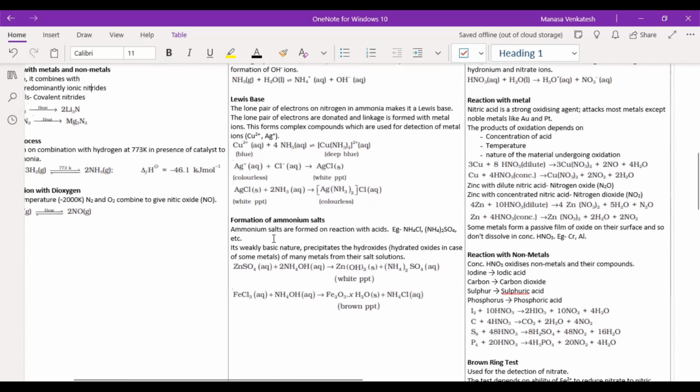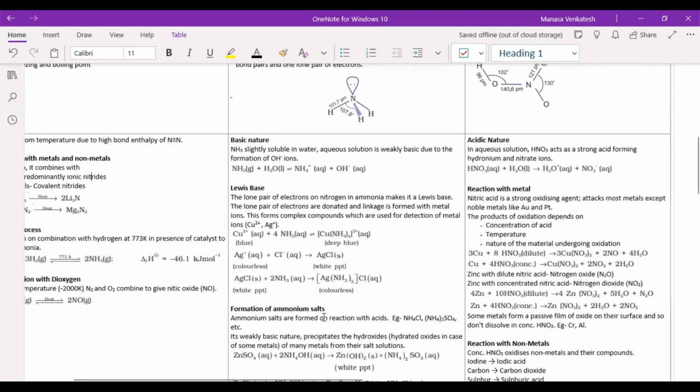Next is formation of ammonium salts. So when ammonia reacts with acids, they form ammonium salts. It basically helps in the precipitation of hydroxides because it is weakly basic. And here you see, zinc sulfate reacts with ammonium hydroxide to give us zinc hydroxide, which is a white precipitate, along with ammonium sulfate. So these salts are able to undergo various reactions.